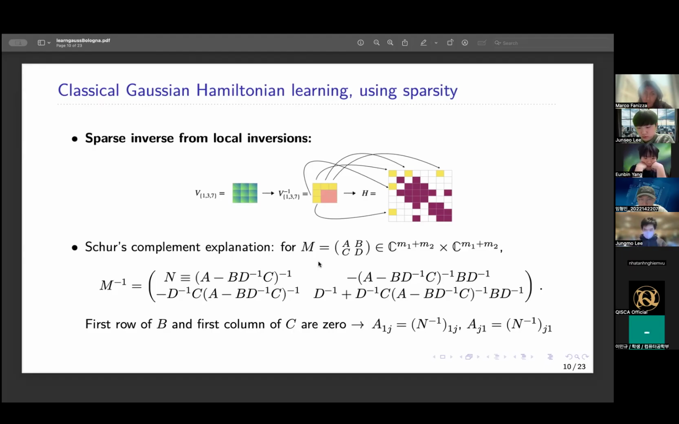So in particular, if you have a matrix that has 4 blocks A, B, C, D, and you write the inverse, then the upper left block will be the inverse of A minus B, D inverse, C. And if M has the right sparsity structure, that means that the first row of B and the first column of C are 0, then again, if you do the inverse of M, this will have a first row and first column which are equal to the first row and first column of A.